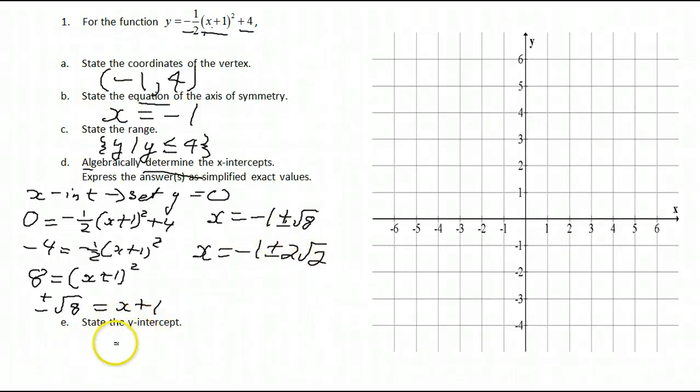State the y-intercept. This is state, so just give me the y-intercept. How do you do that? Well, a little more difficult. In this form, it's not just the 4. For the y-intercept, x is 0. Put a 0 in here. 0 plus 1 is 1. 1 squared is 1, times negative 1/2. 1 times negative 1/2 is negative 1/2. Plus 4 will be 3.5.